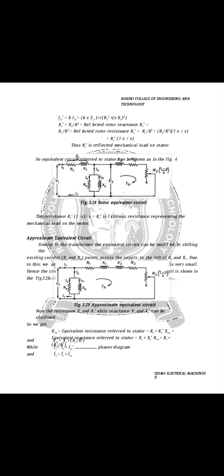R2 by S is equal to R2 plus R2 by S minus R2. So that is equal to R2 plus R2 into 1 by S minus 1. That is equal to R2 plus R2 into 1 minus S by S. Now reflect the rotor current as a reflected component on the stator side: I2R dash is equal to K into I2R. Therefore, RL by K squared is equal to R2 dash into 1 minus S by S.